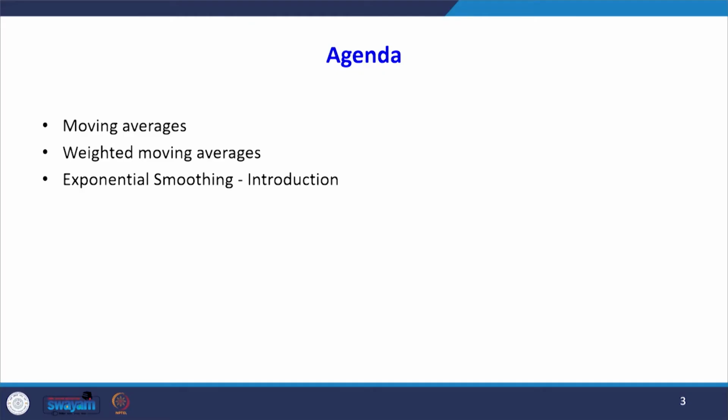Dear students, in the previous lecture I discussed different types of forecasting errors. In this lecture I am going to discuss three forecasting techniques. One is the moving average method, the second is the weighted moving averages method, and the third is exponential smoothing. For exponential smoothing I am going to cover only the introduction. In the next lecture I will cover exponential smoothing in detail. So, the agenda for this lecture is moving averages, weighted moving averages and exponential smoothing.